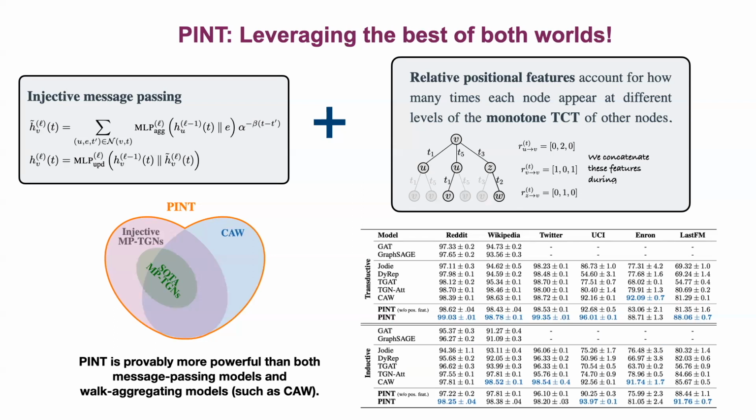But on some of the data sets, it clearly provides a considerable benefit. For example, you can see here, so it seems to work well. And there is also this ablation study that was done. For example, if you remove the positional features, and the positional features come from the walk aggregation, then the model is closer to the message passing TGN, and the performance also goes down.